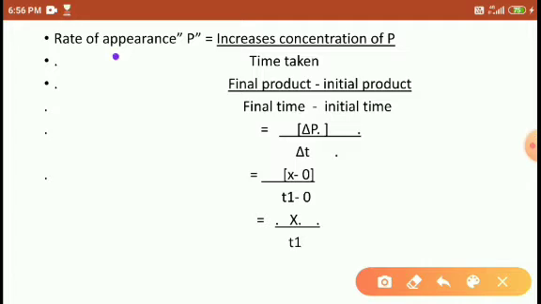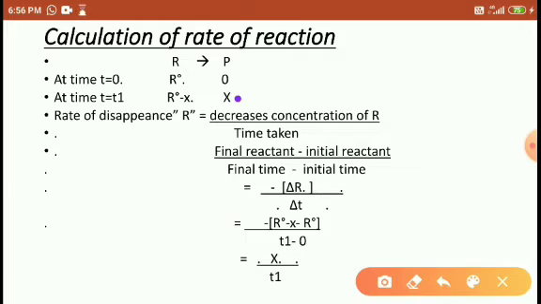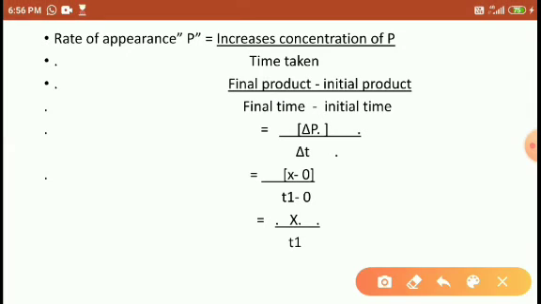So next, the rate of appearance of P. In this case, it is the increase in concentration of P with respect to time taken, that is final product minus initial product, over final time minus initial time. The product is delta P by delta t. Look at students, the final product is x and the initial product is 0. So I am using the final product x minus 0. Then finally we get x by t1.